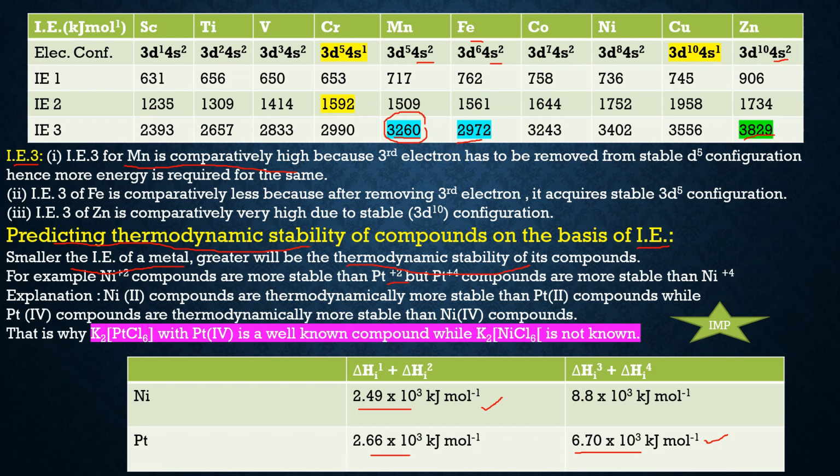Now this is the reason that potassium hexachloridoplatinate with platinum oxidation state 4 is a well-known compound, because platinum is quite stable in the plus 4 oxidation state, but potassium hexachloridonickelate is not known, as nickel 4 complexes are not at all stable.